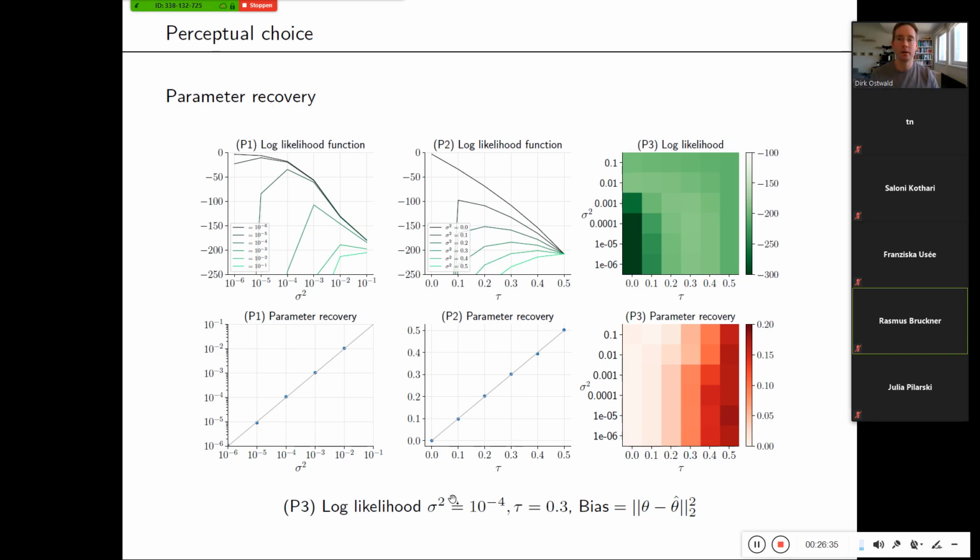Of course, an easier way to look at the question of parameter recovery is to look directly at it. So I simulate here model P1, analyze it with model P1, and if my parameter is 10^-6, what do I get on average? And here I get 10^-6. The gray line just shows what I should get. The blue dots show what I actually get.